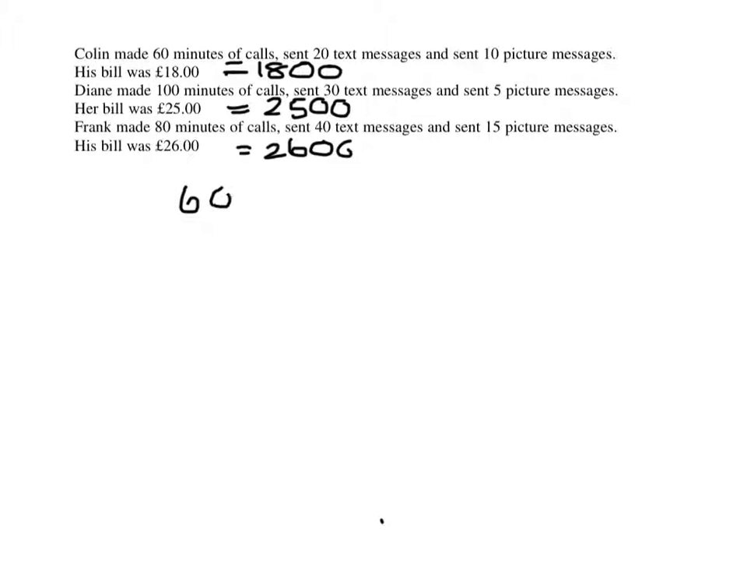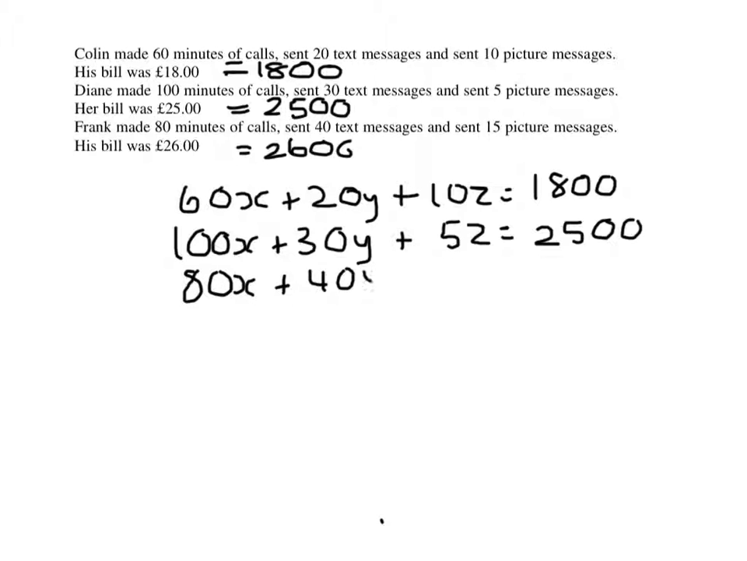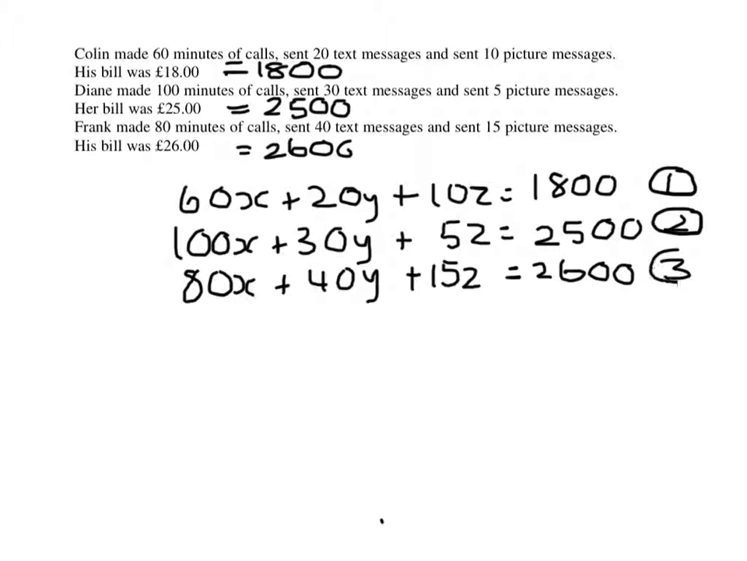Colin has 60 calls, 20 texts and 10 pictures, and that has to equal 1800. Diane has 100 calls, 30 texts and 5 pictures, and that has to equal 2500. Frank has 80 calls, 40 texts, 15 pictures, and that has to equal 2600. I'm going to label these equations 1, 2 and 3.